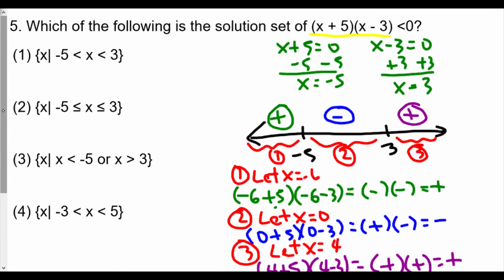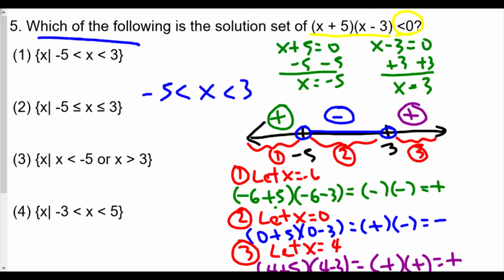So in this case, we want our result to be less than 0, and less than 0 means negative. So we're going to have an open circle at -5 because it's not equal, and an open circle at 3, and the only place we have negative results is for values of x between -5 and 3. So all values of x between -5 and 3, here we have -5 is less than, but not equal to, x, which is less than 3. And that would be choice 1.